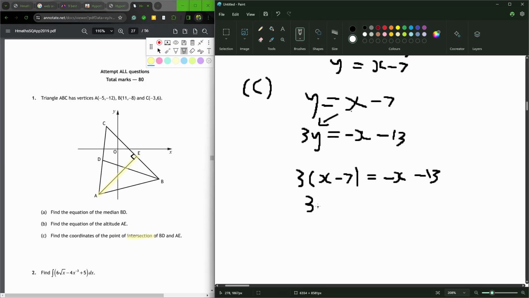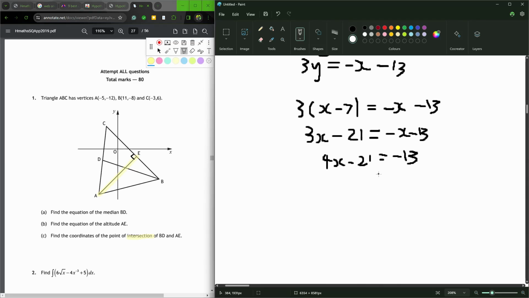Fantastic. Let's go and multiply out these brackets. Fantastic. We're going to add x to both sides. And finally, we're going to add, well, actually finally, we're going to add 21 to both sides. That's supposed to be a 4. So add 21 to minus 13, that's, alright, my head, like 8.